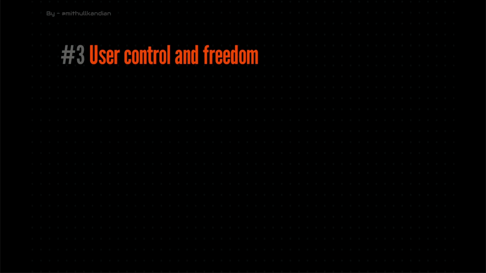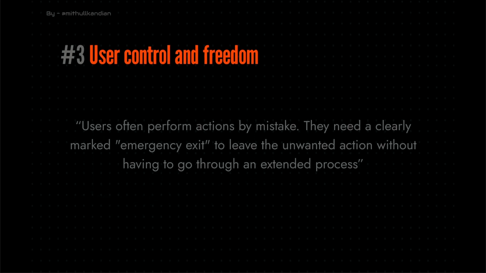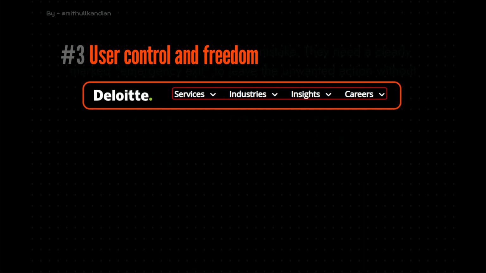Number 3. User control and freedom. Users often perform actions by mistake. They need a clearly marked emergency exit to leave the unwanted action without having to go through an extended process. Let's take an example here.